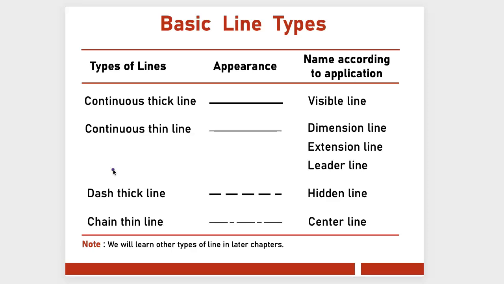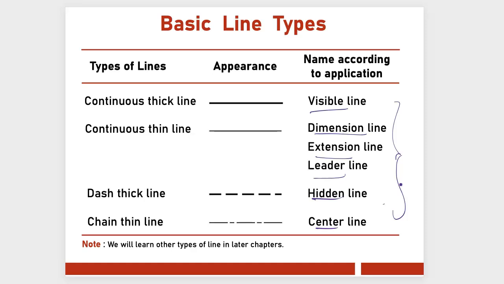And then we move on to basic line types. If we have a continuous thick line, this is called visible. If we have a continuous thin line, this is used for dimension, extension, and leader line. And then we have a dash thick line. This is called a hidden line. And a chain thin line is called a center line. So these are the lines that we will be using a lot in AutoCAD. These are the lines that you need to know.